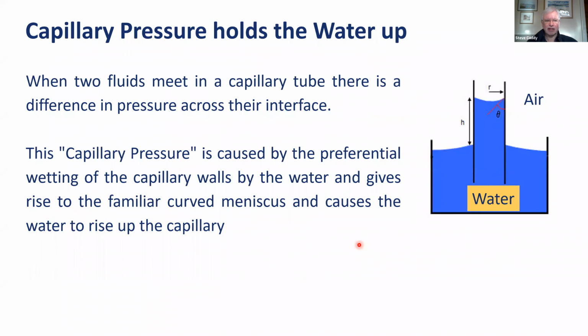Now, you've probably seen this. Where two fluids meet in a capillary tube, there is a difference between the pressure at the interface. The capillary pressure is caused by preferential wetting of the capillary walls by the water and gives rise to this familiar pattern. But you probably didn't realize that you also get this pattern on the outside as well. And it's even greater there because the surface area is greater.